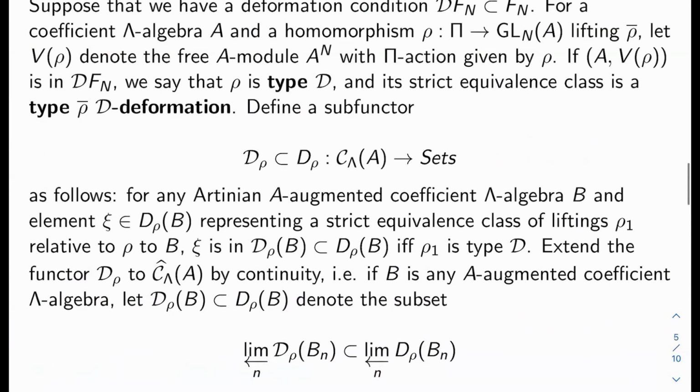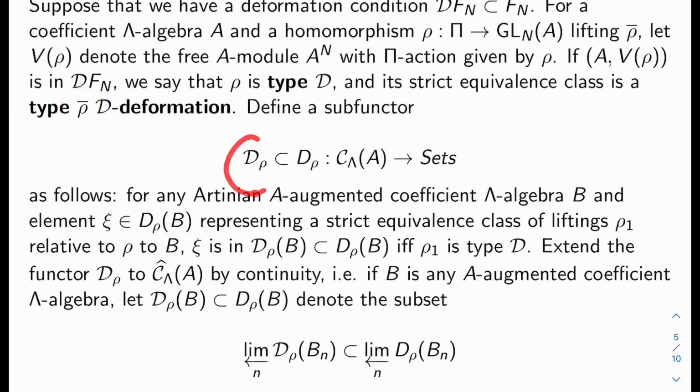Okay, so suppose we have a deformation condition D_n inside F_n. For a coefficient lambda algebra A and a homomorphism rho from pi to GL_n of A lifting rho bar, let V_rho denote the free A module A^n with the pi action given by rho. So it's the representation space of rho. If (A, V_rho) is in D_n, we're going to say that rho is type D. It's a type D deformation of rho bar. And its strict equivalence class is a type D deformation.